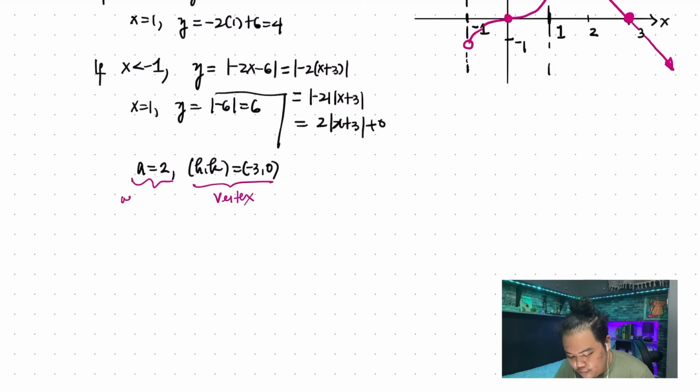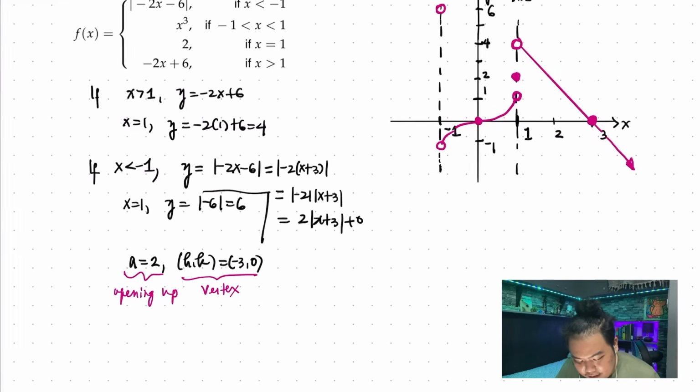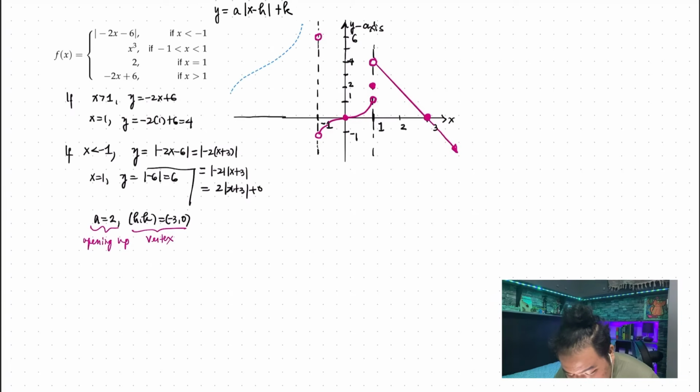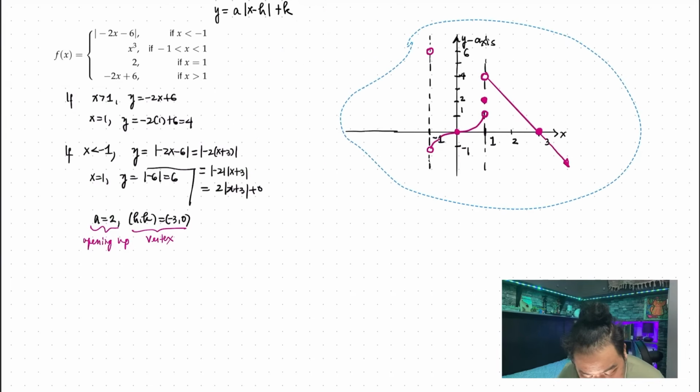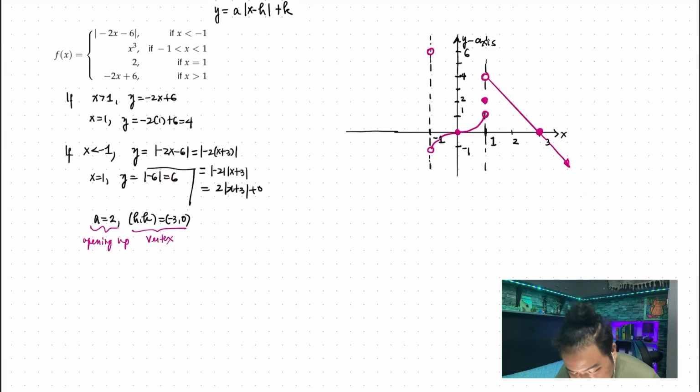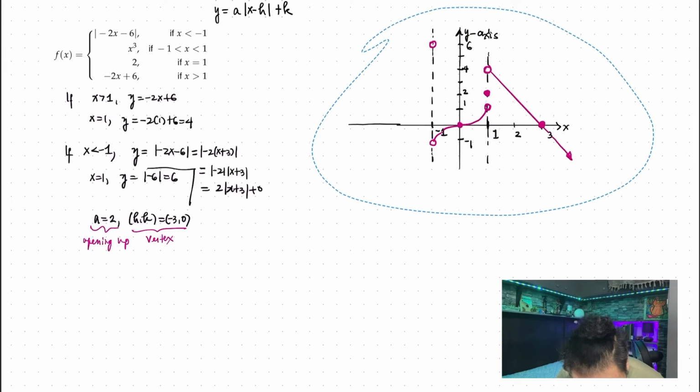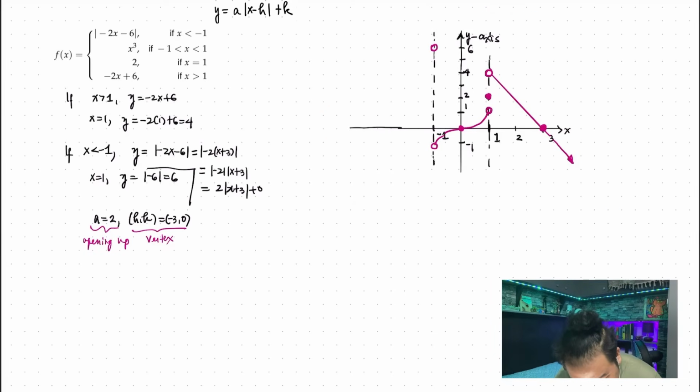Tapos, ito sinasabi nito, opening up. So, si negative 3, 0. Nasaan ba si negative 3, 0? 1 unit natin ito. So, i-extend ko pala yung graph ko. I need space. Malaki pa pala yung space ko. So, 3 units. Okay, so negative 3, this is negative 3, 0. Yan yung vertex. Let's connect natin dito.